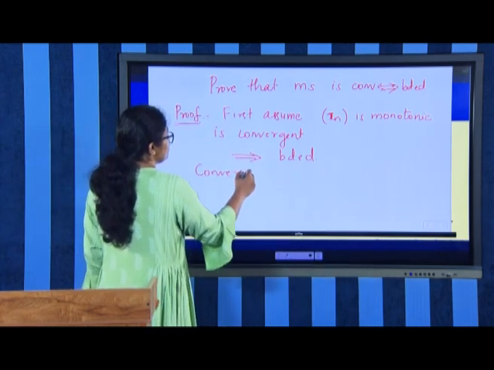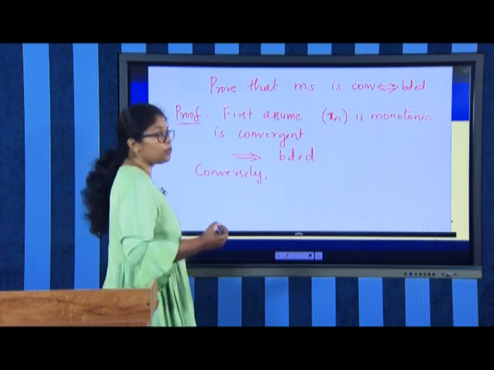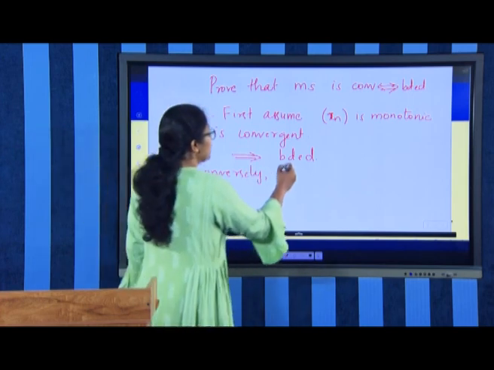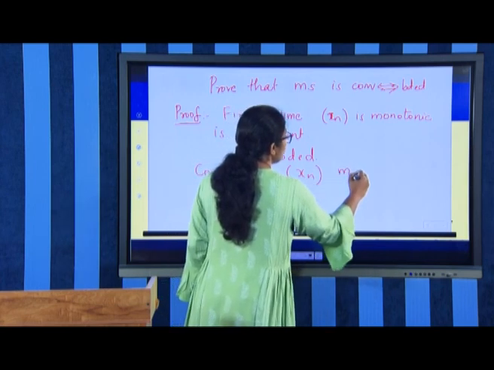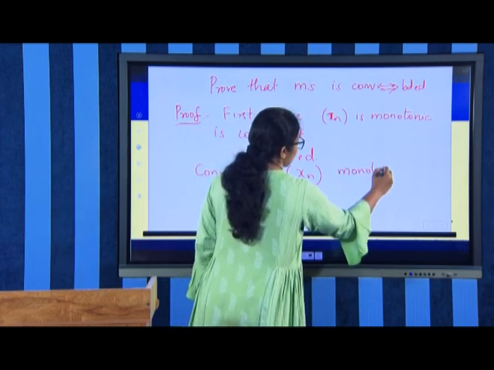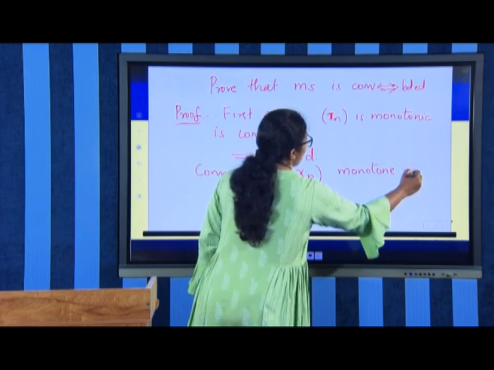Conversely, we are going to assume that the sequence xn, which is a monotone sequence, is bounded.